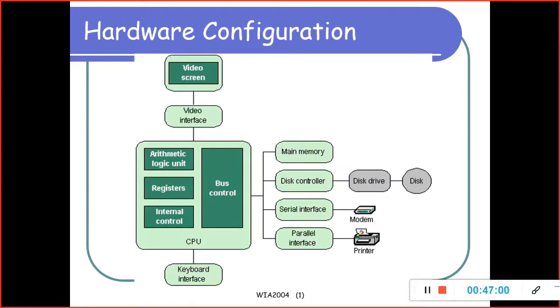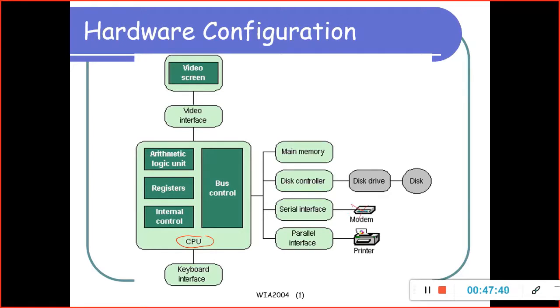So this is the hardware configuration. Okay, this is a normal PC setup. I think a video interface, video screen, and then you have ALU and registers. So this CPU again, you have an ALU which does all the logic and mathematics, registers, internal control for I/O, and bus control. Bus control is connected to the main memory, disk controller, serial interface, parallel interface. And of course, you have a keyboard interface, and so on. So this is the modern computer setup.